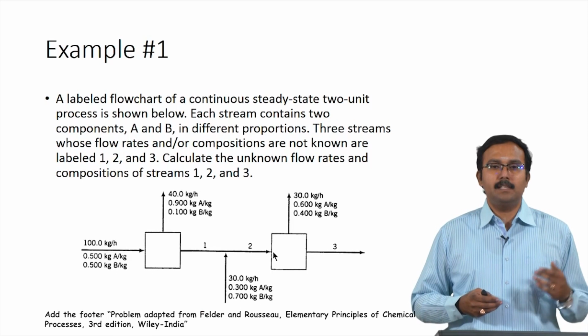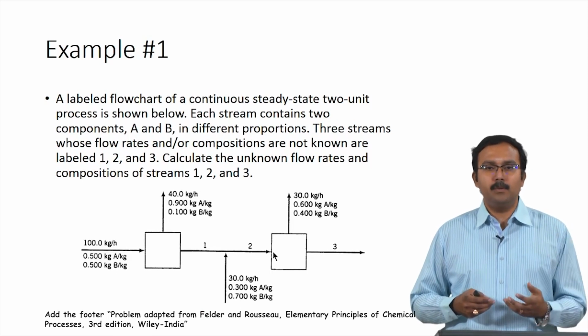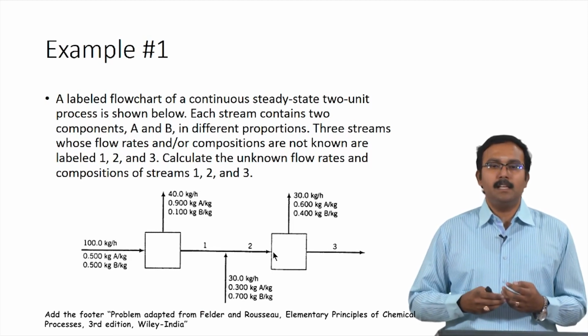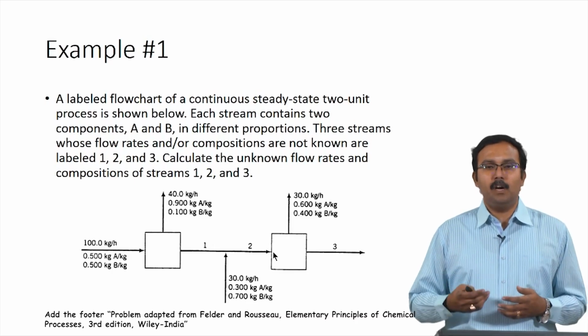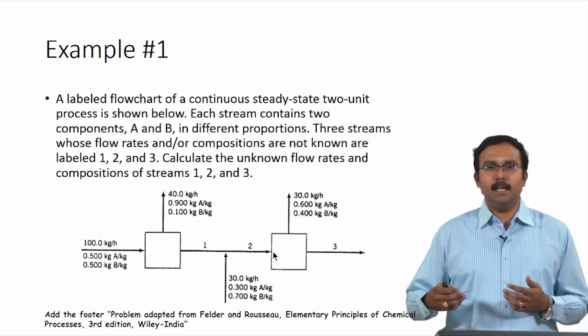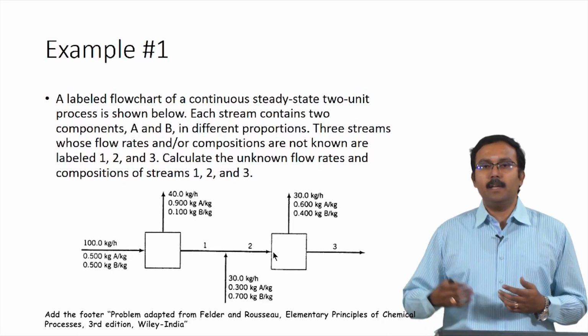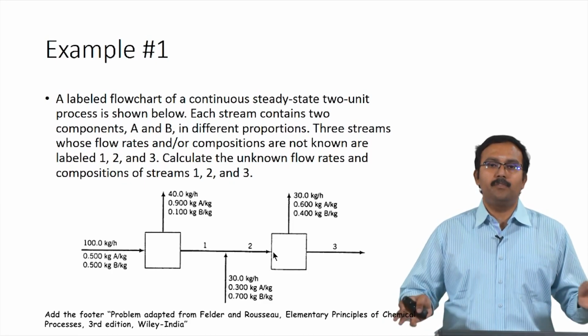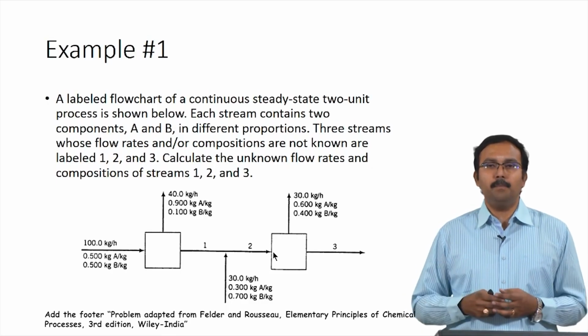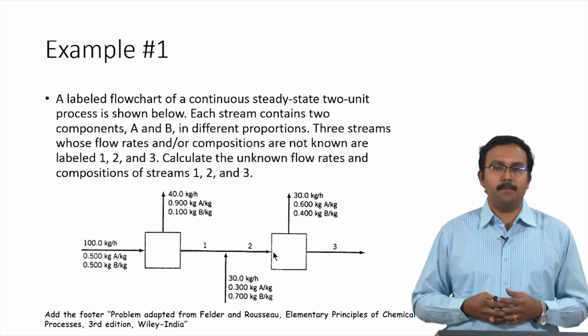Now, this process has one input which enters into a particular unit giving 2 outputs, and one of the outputs leaves as a product and the other one gets mixed with another input. So, this mixed input enters into the second unit forming 2 different product streams. So, this is what the process represents.